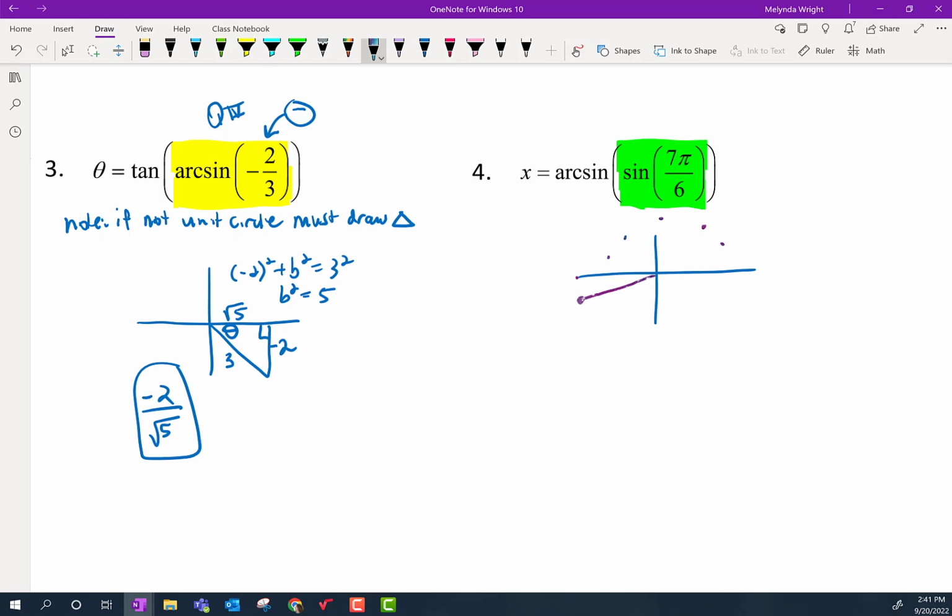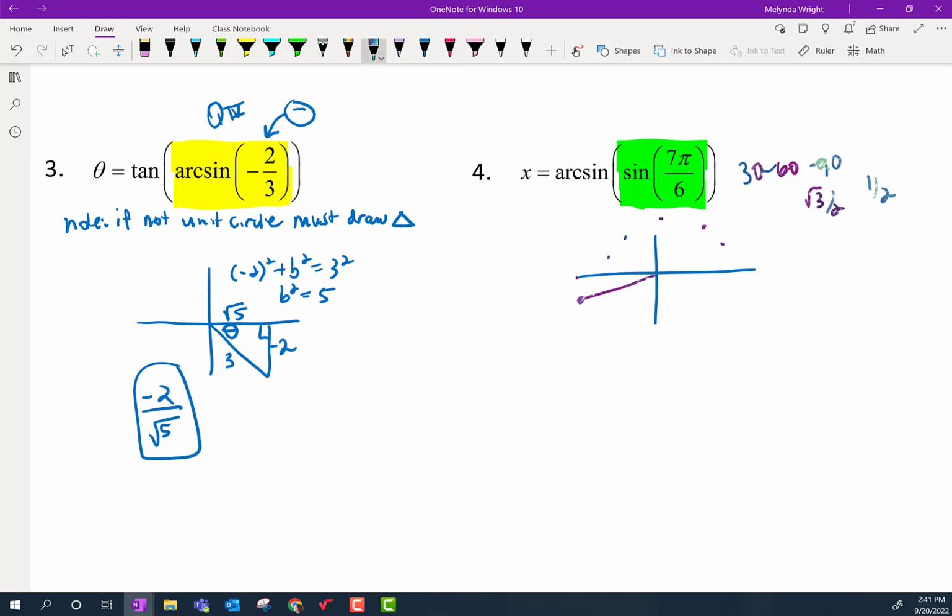Okay, so we need to figure out sine is mapped to the y. We need to figure out the y value at that location. Sine is mapped to the y. This is a 30, 60, 90. If you recall, for 30, 60, 90s, we've either got root 3 over 2 or we got 1/2.